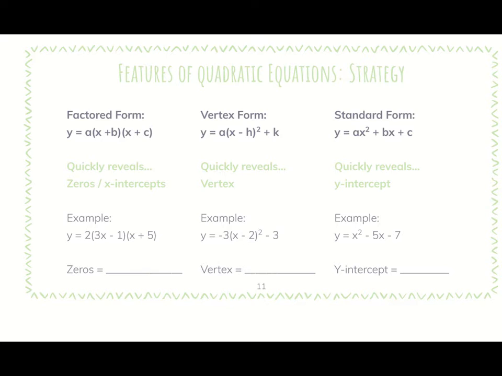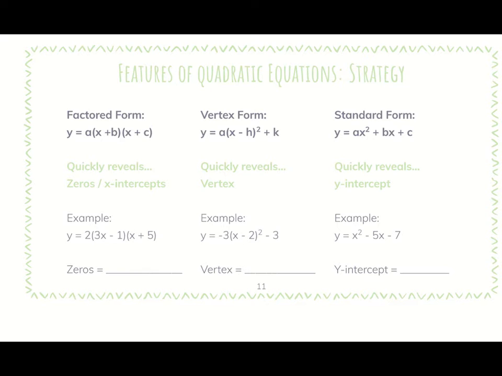So the big idea here is we have 3 different forms for a quadratic equation. We have factored form, vertex form, and standard form. So we can see here the general format of those, where factored form has our parentheses, vertex form is our parentheses squared, adding or subtracting a value after, and standard form is ax squared plus bx plus c. We just talked a little bit about what each of these forms quickly reveals to us. You were able to tell me those things.